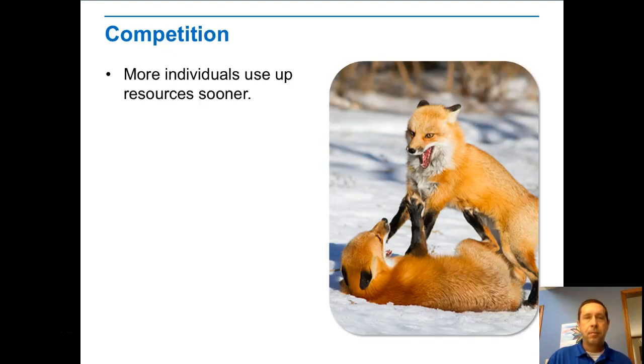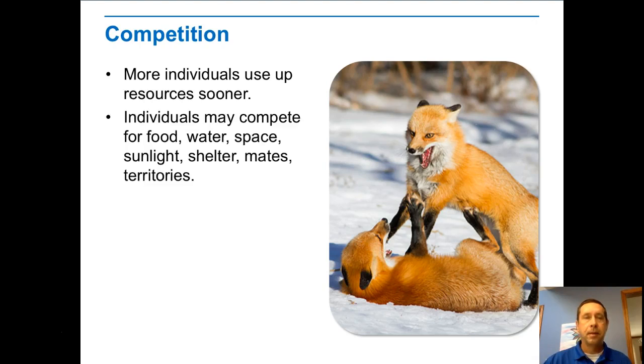So competition: the more individuals there are, the more resources get used up. And there's a certain amount of resources in a certain area. So that's going to limit how big the population can get. They can compete for things like food, for water, for space, for sunlight, shelter, mates, territories, etc.